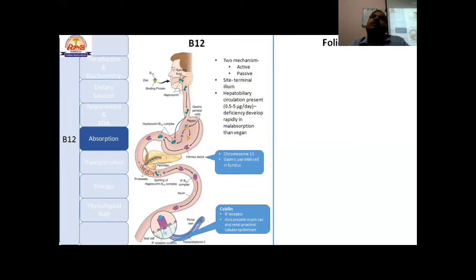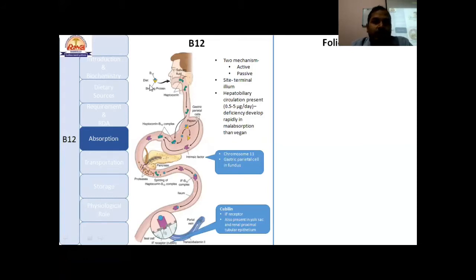How is it going to be absorbed? B12 in food exists in a complex with some food proteins. When we take it, there is the salivary gland, everyone is aware of. It releases the R binder. It is also known as hepatocorrin.